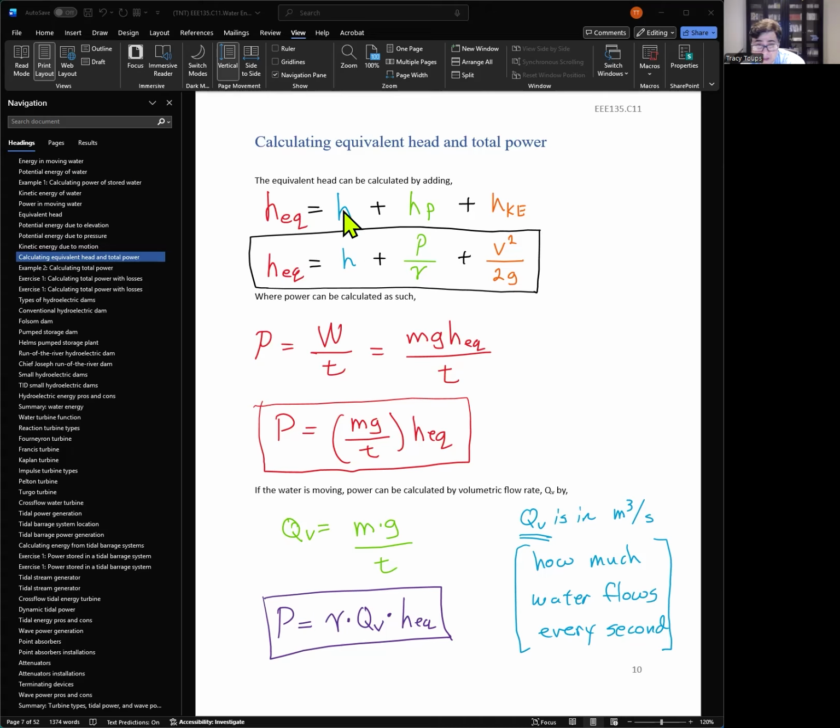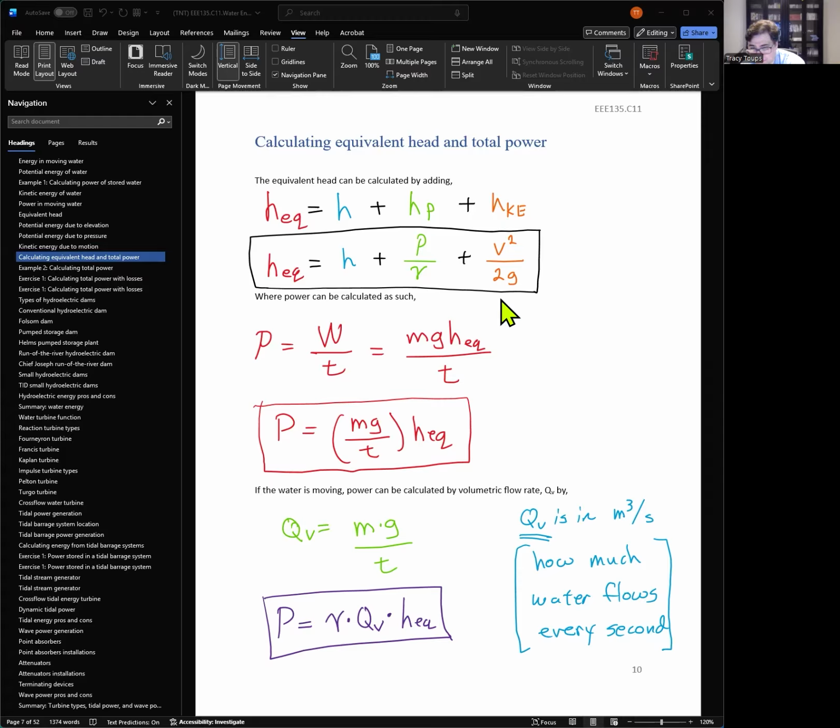Okay. Now let's swap some equations. We know H of P is equal to pressure divided by the specific weight of water, and we know the head equivalent of kinetic energy is V squared over 2 times gravity. So this is your main equation to use.